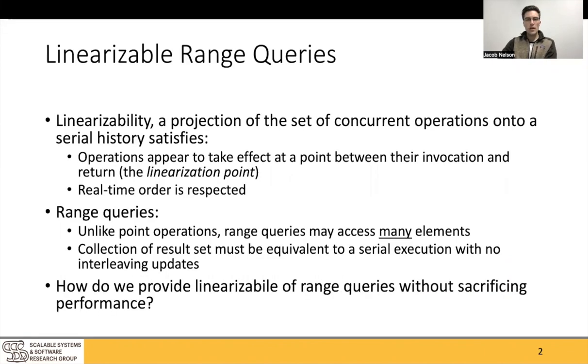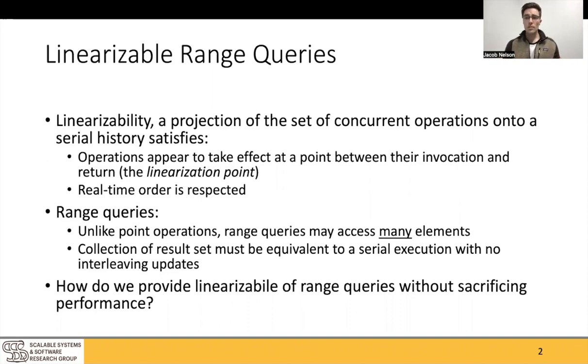The challenge that we set out to address was how to provide linearizable range queries for linked data structures. Linearizability is a well-known correctness criterion in which a projection of the set of concurrent operations of an object is mapped onto a serial history, and that mapping satisfies two constraints. First, operations all have to appear to take effect at a single point between their invocation and return, or the linearization point, and all operations must respect real-time order.